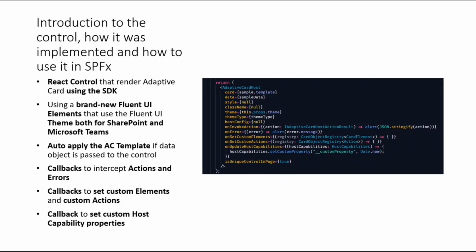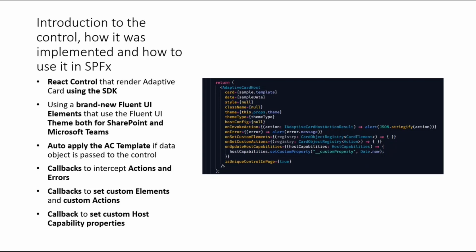For example, if you click some action buttons, we are able to intercept this action and then write the code to do something. And it's designed to be extended by creating custom elements and custom actions. There are two callbacks to register inside the Adaptive Card SDK new card elements and new actions. Of course, another callback is used to register a custom property inside the host capability of the adaptive card, basically by using a key and a value.